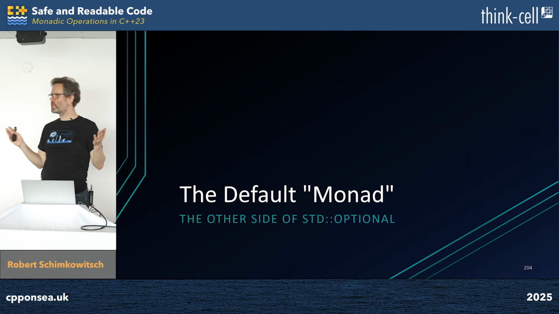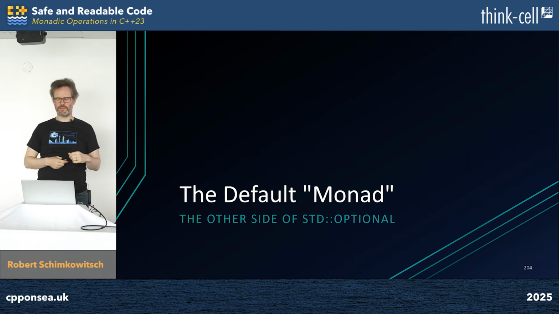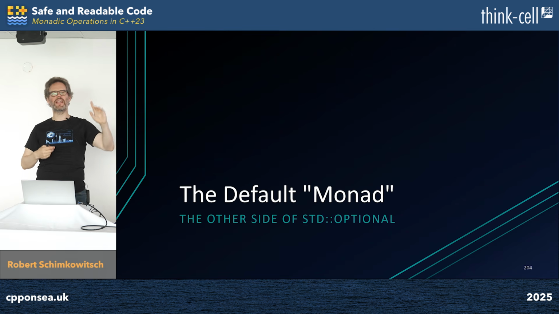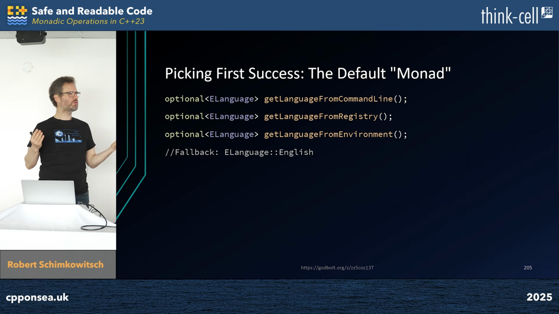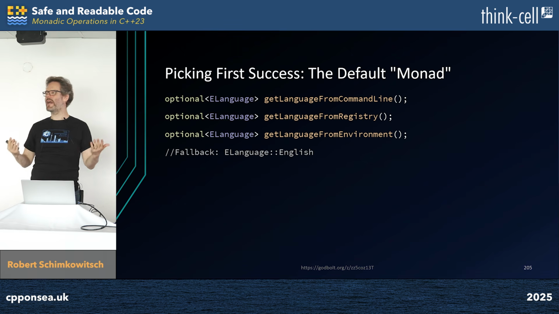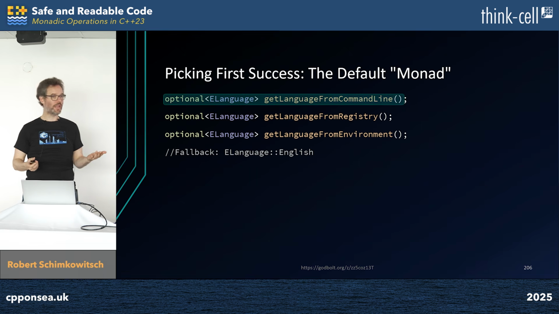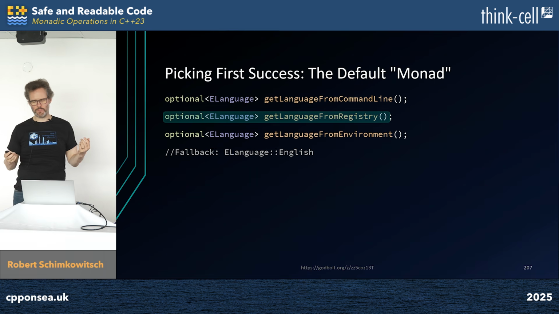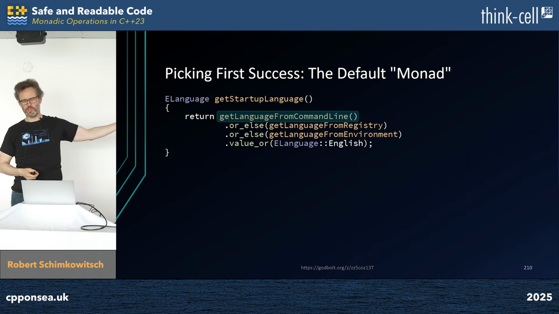Now, we've seen how you can use optional and expected to check if every function in a pipeline succeeds. But sometimes we want the exact opposite. We want to call one function after the other until the first one succeeds, and then we want to run with the result. And that's easy to do with optional. Here, I want to start an application, and I want to decide what UI language I want to use. And I have given the user some options to choose that: command line, registry or a similar system, environment variable. And I have a fallback in case nothing was chosen. And here's the pipeline using std optional.